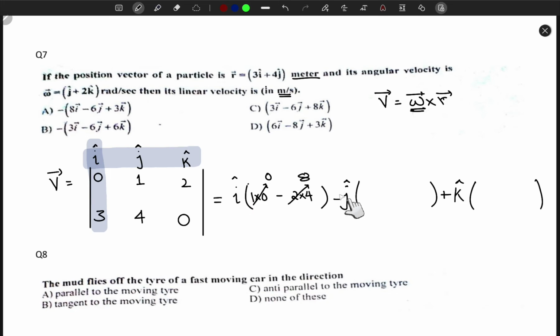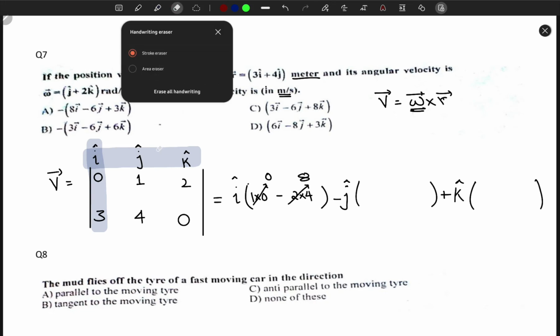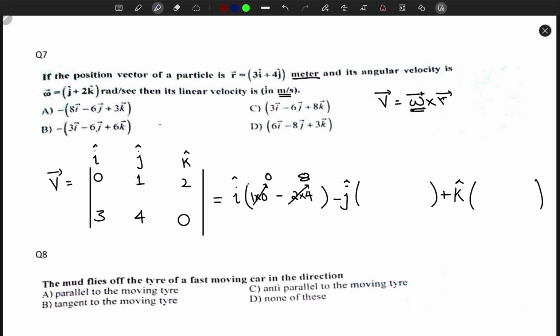Now, similarly, you have to compute the components for j hat, this one. So this time we'll ignore this column and we'll always ignore this row. So now let's see what we are left with. We are left with 0, 2, 3 and 0. So now we'll compute the determinant, which is 3 times 2 minus 0 times 0. So this is 0 and 3 times 2 evaluates to 6. So we have minus 6 j hat, right?